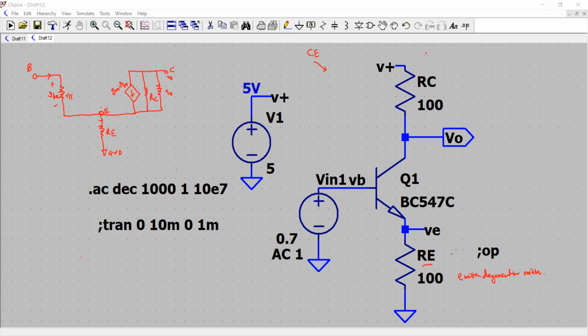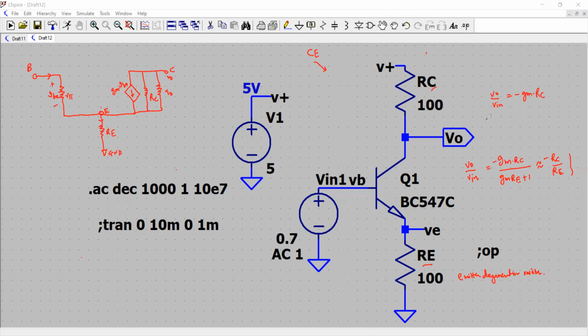And the important thing is that with the addition of your RE, your gain Vo over Vin was given as GM times RC divided by GM times RE plus 1. It was approximated to RC over RE. And therefore, we said that the gain is dependent on the ratio of the resistors RC and RE, unlike its previous version, where without the addition of RE, the gain was minus GM times RC.